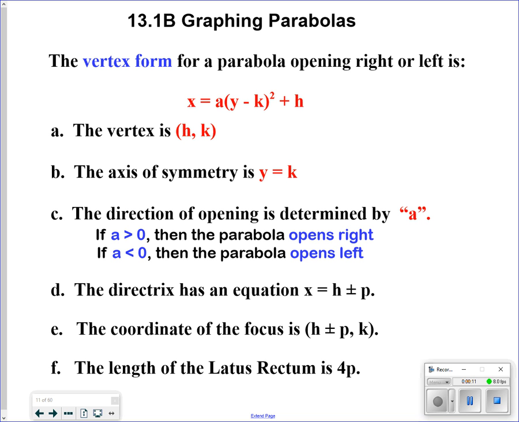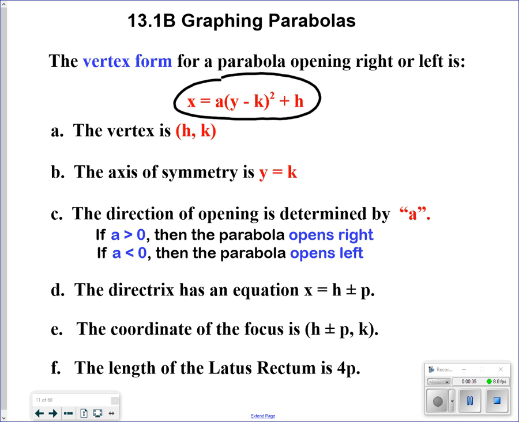Now what's going to happen is the parabolas are no longer going to go up and down. The parabolas are now going to start going left and right. So you'll notice that the formula right away kind of looks the same, except they switched around the x and the y. So it's an x equals parabola instead of a y equals parabola. And so everything is a little backwards.